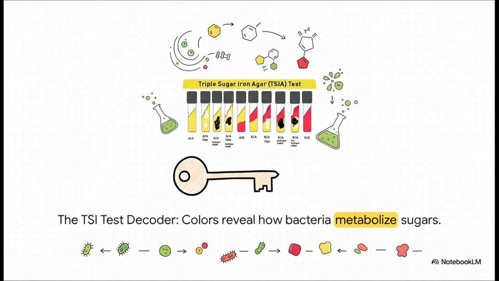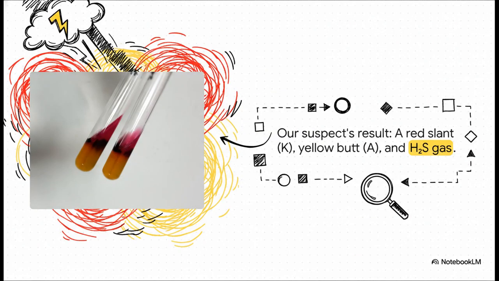Our first major test is the triple sugar iron test, or TSI for short. This cube is packed with 3 different sugars and an iron source. Now, depending on what the bacteria eats and what gases it spits out, it's going to change colors in a very specific way. This chart here, that's our decoder key. And here's our result. The top part, the slant, is red. That's alkaline. The bottom, or the butt, is yellow, which is acidic. So in lab speak, we write that as K/A.